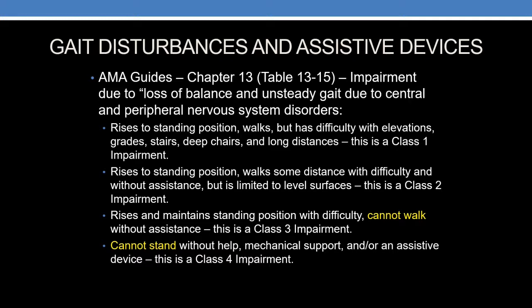But with a Class 2 impairment, now you're going to actually start to see positive objective findings, because you're going to see the difficulty with walking shorter distances. Now, the next level of impairment, due to central and peripheral nervous system disorders, and what do we mean by a central nervous system disorder?